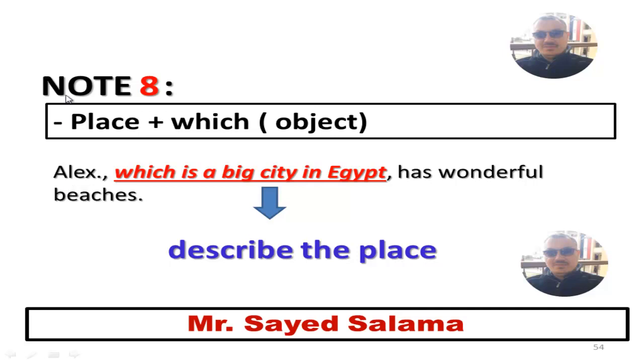Alex, which is a big city in Egypt, has wonderful beaches. So Alex, which, because in this example we describe the place.